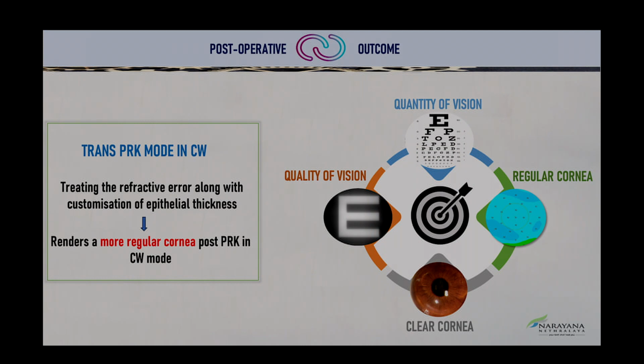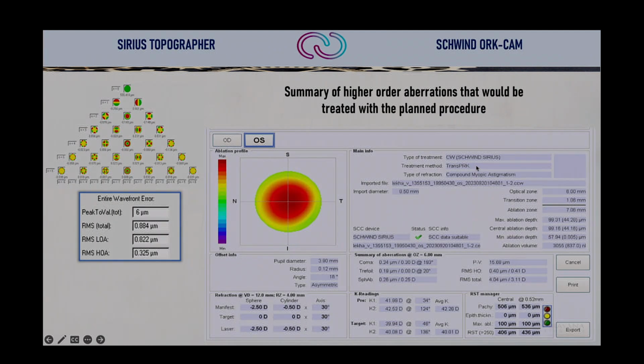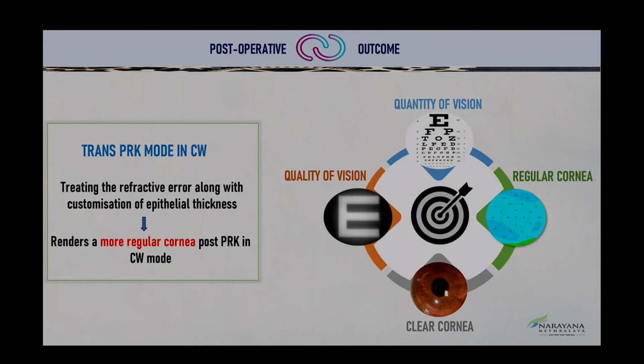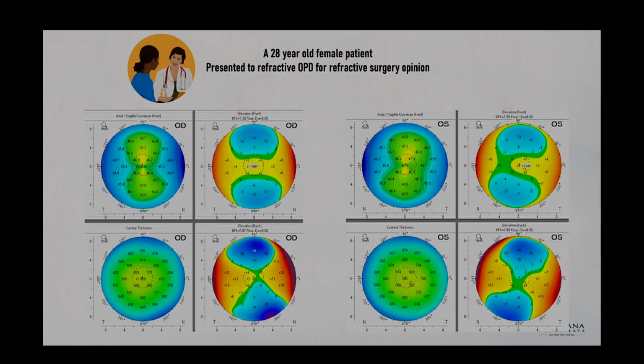So how does it help? Why is epithelial remodeling very important? Because if the epithelial remodeling is regular, then you can see here how the epithelium will look postoperatively, and that will give you a good quantity of vision, a good quality of vision, and a clear cornea also. But if you have an irregular cornea, an irregular epithelial map, then you can probably have a poor quality of vision, which I'll come to on the next slide.